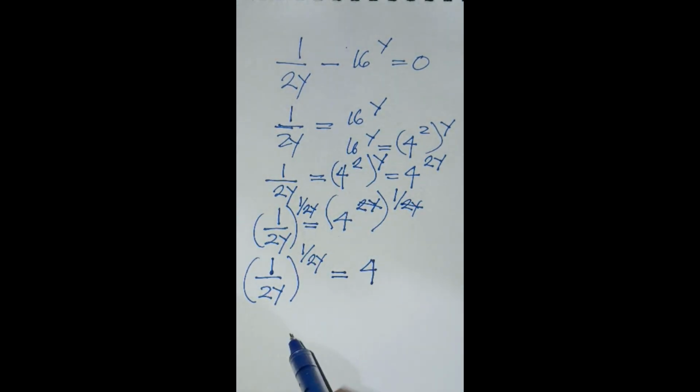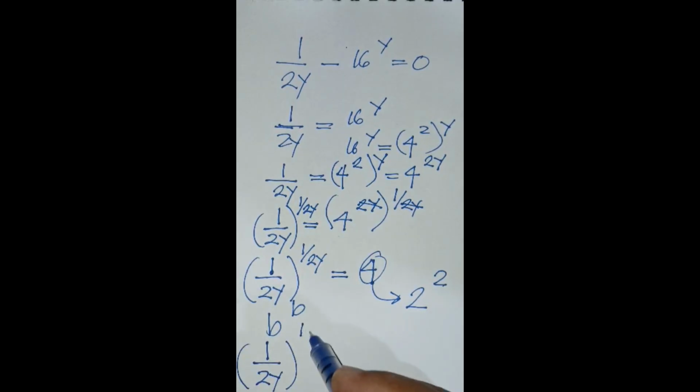You notice in the left-hand side of the equation, the base is the same as the exponent. So we can do the same with 4 by writing it as 2 raised to 2. So we now have 1 over 2y raised to 1 over 2y is equal to 2 raised to 2.